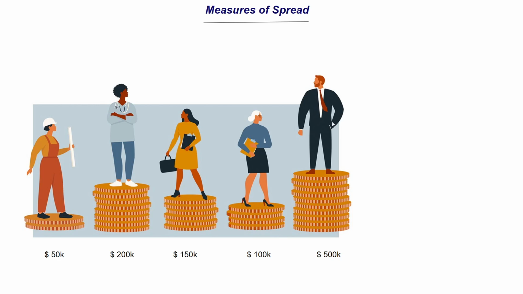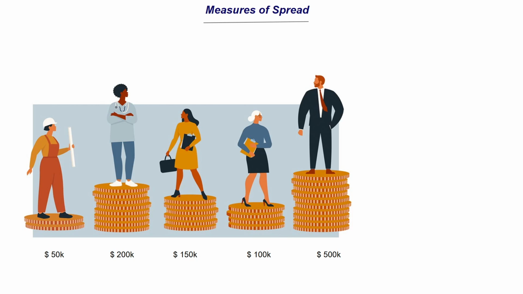So let's say that we have 5 people from 5 different professions, and let's say that the first person makes $50,000, and the second person, let's say a doctor, makes $200,000, and then we have 150,000, 100,000, and so on. Let's say we have an executive or a businessman who is making, let's say, 500,000 US dollars. So let's say that this is our data set.